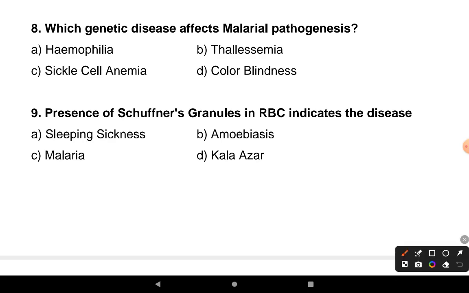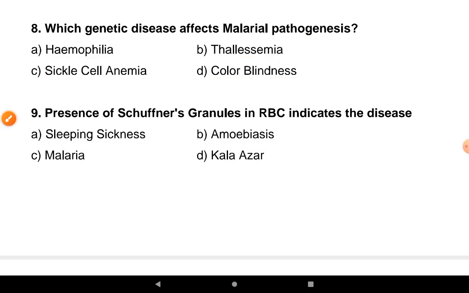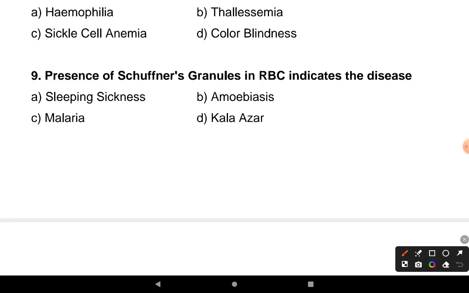Our next question is: which genetic disease affects malarial pathogenesis? Hemophilia, thalassemia, sickle cell anemia, color blindness. Correct answer is option C. Sickle cell anemia affects malarial pathogenesis. Our next question is: presence of Schüffner's granules in RBC indicates the disease sleeping sickness, amoebiasis, malaria, kala-azar. The correct answer is option C. Presence of Schüffner's granules in RBC indicates malaria disease.